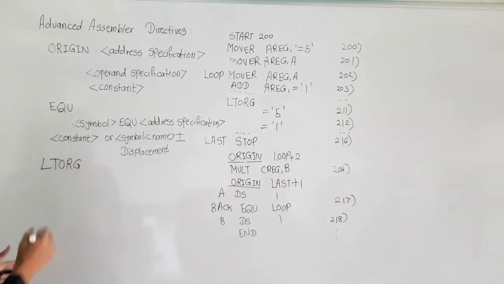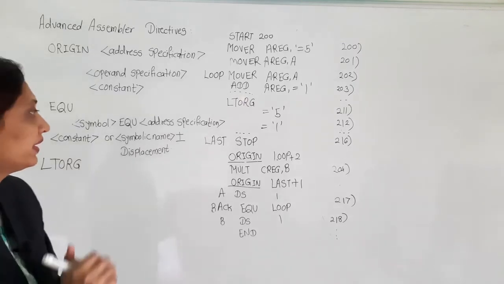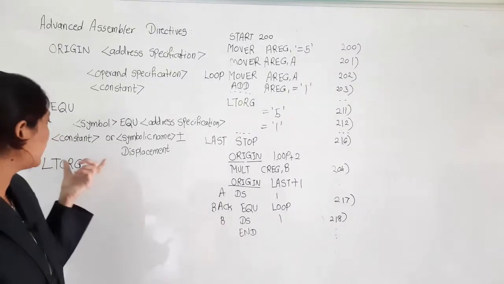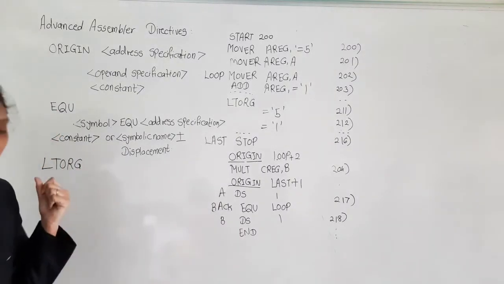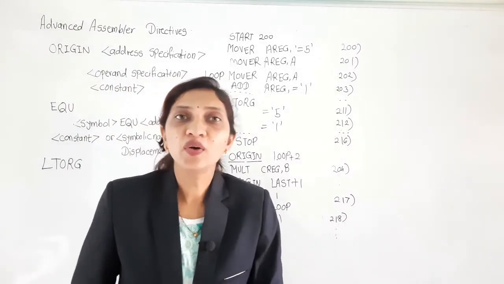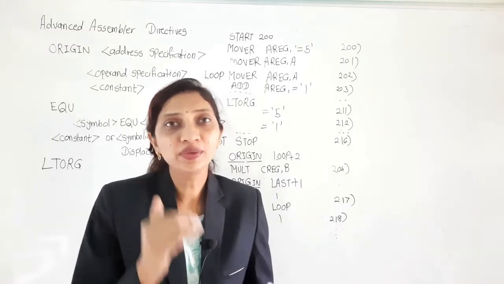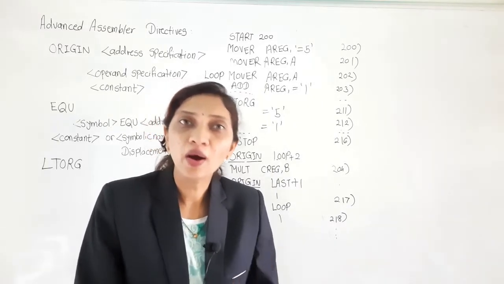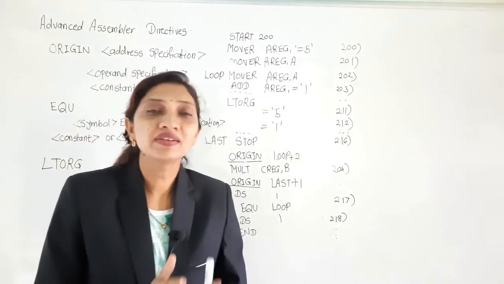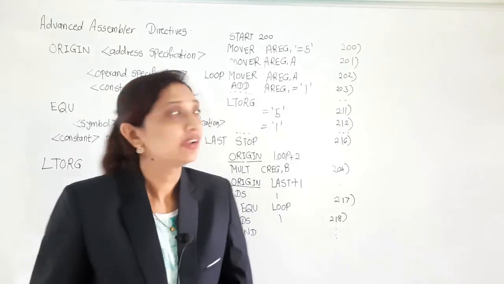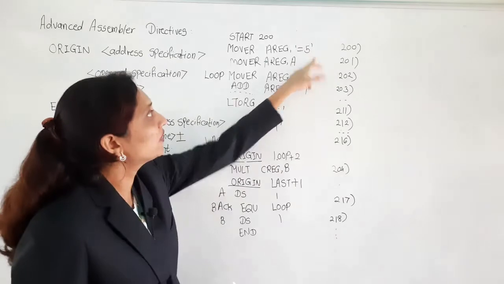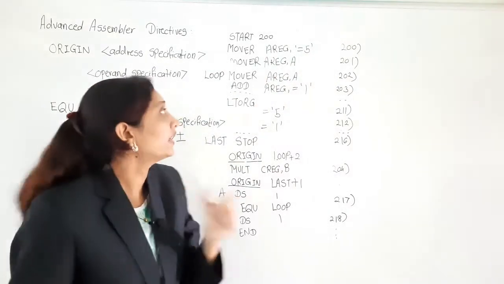And the next, third assembler directive is LTORG, which means origin to literal. Now what is the use of LTORG? LTORG means origin to literal. When a literal is used in your program, how that literal is handled by the language translator, we learned in the last lecture. Like suppose MOVE AREG comma equal to 5. Now here equal to 5 is a literal. Then how is it handled?